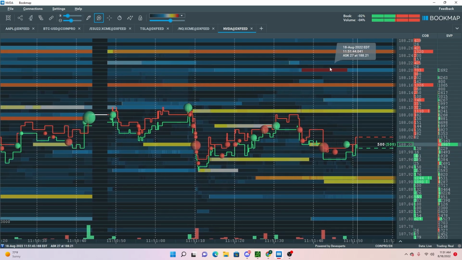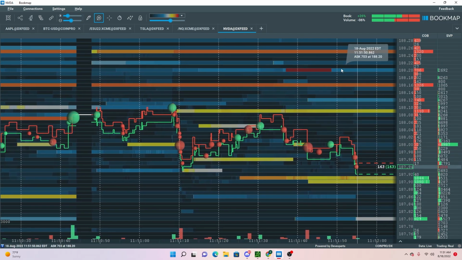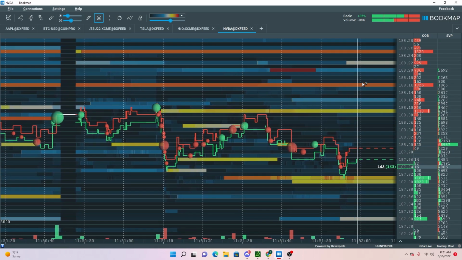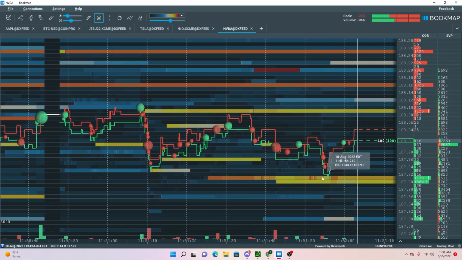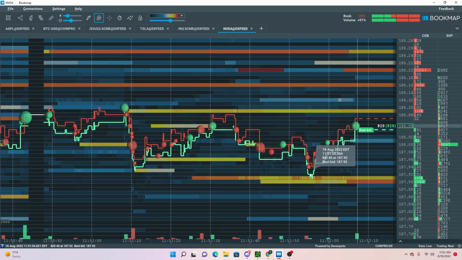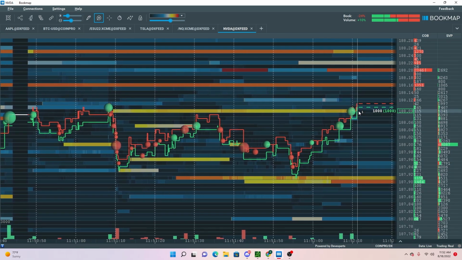So if Nvidia were to come up to this level right here, because as you can see, the sellers disappeared, we would more than likely experience some possible resistance. Now, as you can see, we dipped right down to those buyers at support, and then Nvidia came right back up from 187.90 all the way up to 188.10.